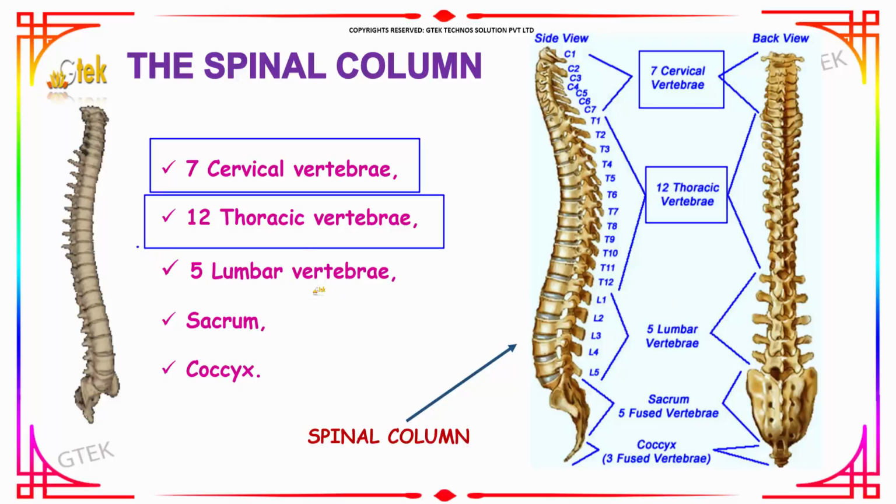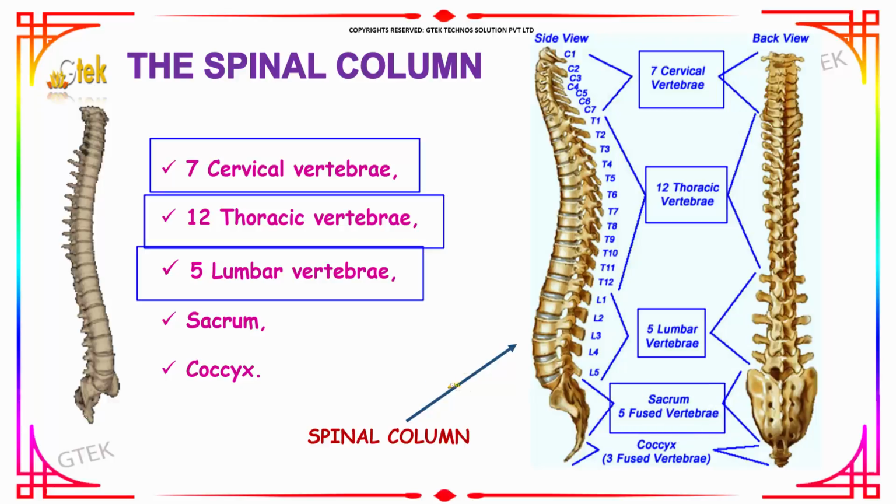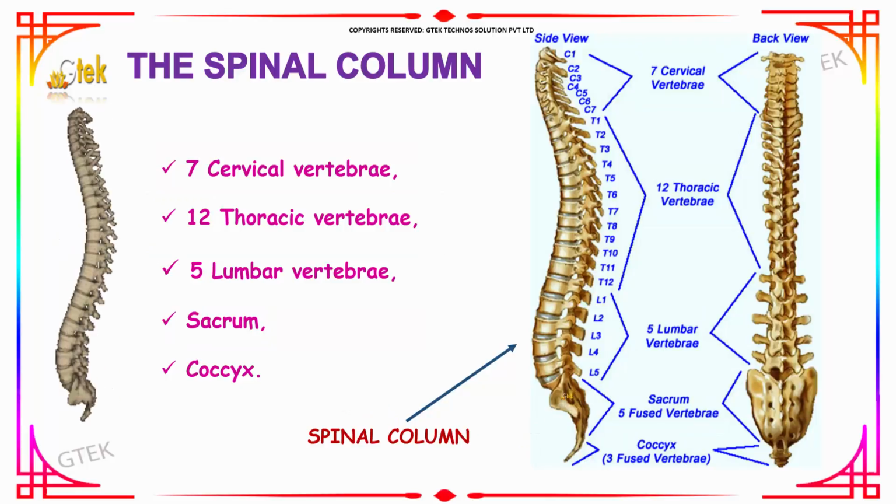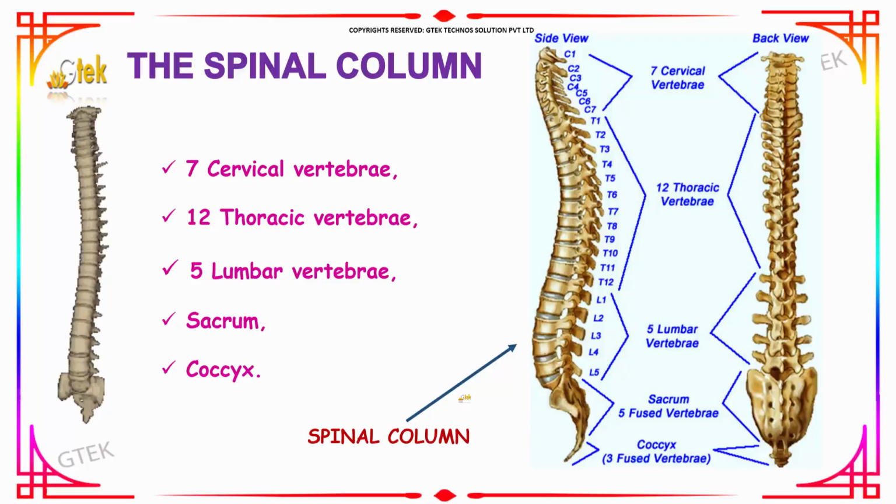5 lumbar vertebrae, which forms the lower portion of your vertebral column, followed by sacrum, which is nothing but 5 fused vertebrae, and coccyx, 3 fused vertebrae. So this is how a human spinal column is classified into vertebrae.